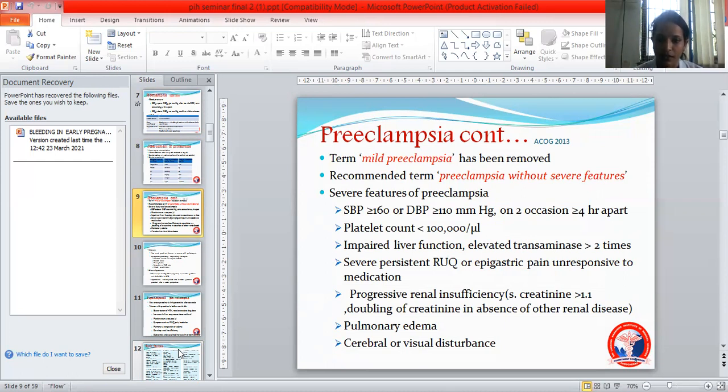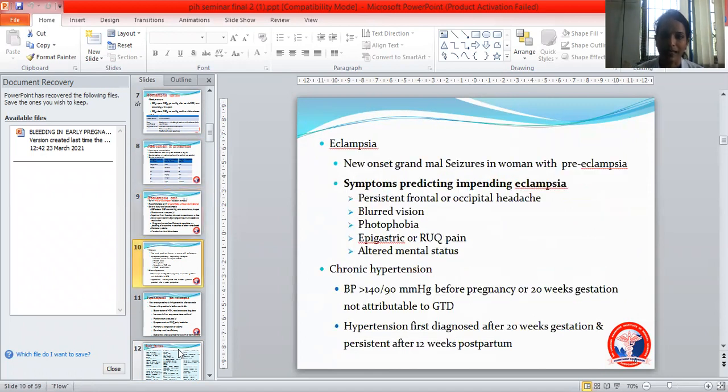Or if the patient complains of any one of these symptoms like severe persistent right upper quadrant pain or epigastric pain, which is unresponsive to a medication, or if there is progressive renal insufficiency, or if there is pulmonary edema and cerebral or visual disturbances, then this comes under severe preeclampsia. So what is eclampsia? Eclampsia is nothing but the most severe variety of the spectrum. That is, a patient continuing to have hypertension develops sudden onset or new onset grand mal seizures, that is generalized tonic-clonic convulsions, in a patient who is already having hypertension in pregnancy.